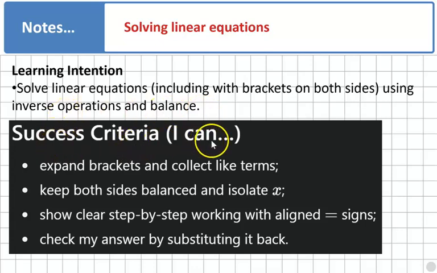Success criteria: I can expand brackets and collect like terms. I can keep both sides balanced and isolate x. I can show clear step-by-step working with aligned equal signs. I can check my answer by substituting it back.